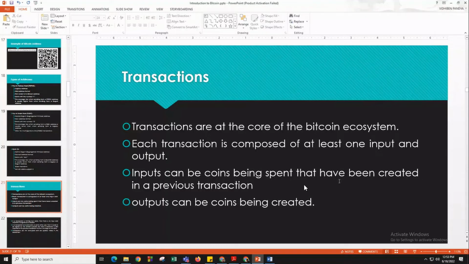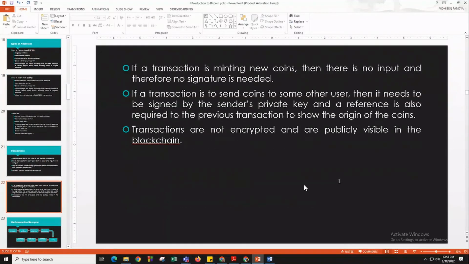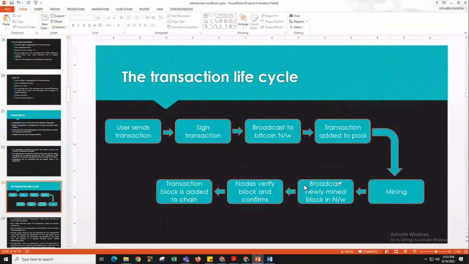Then transactions. Under transactions, the most important topic is the transaction life cycle, how the transaction is done. So basically what happens, the user sends the transaction, right?